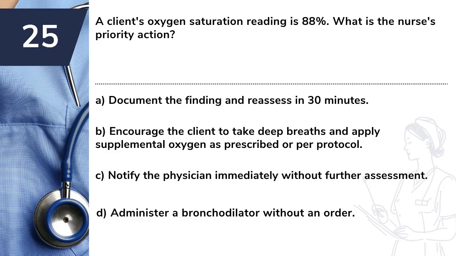Question 25. A client's oxygen saturation reading is 88%. What is the nurse's priority action? A. Document the finding and reassess in 30 minutes. B. Encourage the client to take deep breaths and apply supplemental oxygen as prescribed or per protocol. C. Notify the physician immediately without further assessment. D. Administer a bronchodilator without an order.